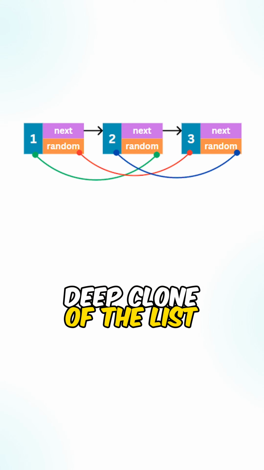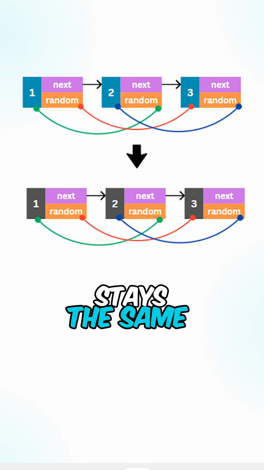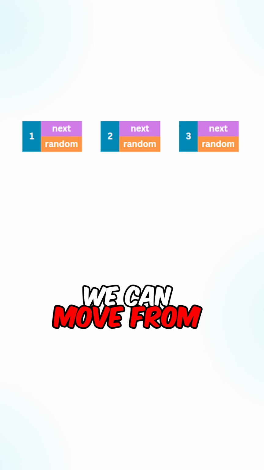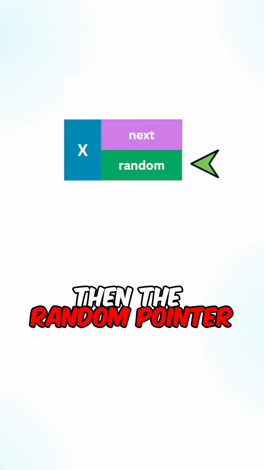Let's say we're given this linked list, if we perform a deep clone of the list, we get the following. So the structure stays the same, but the nodes are new. Let's go over the thought process. We can move from left to right to clone each of the nodes. Now for each of the nodes, we'll first clone our current node, then the next pointer, then the random pointer.